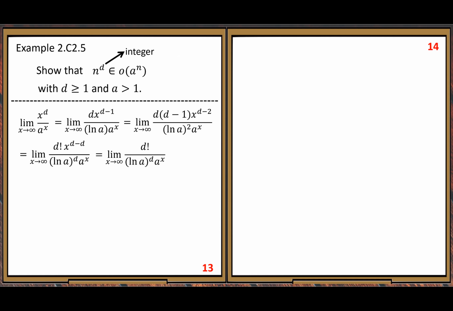So after simplification, you have d factorial over parenthesis natural log of a to the dth power, then our original exponential function, a to the xth power. Yeah, when x goes to infinity, it equals 0. So that's why it is hard, because we apply L'Hopital's rule d times, and get the answer.